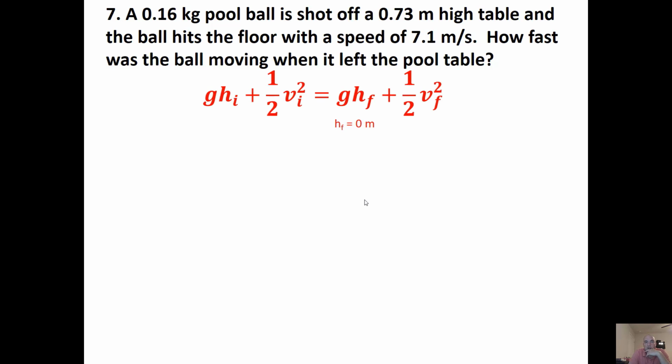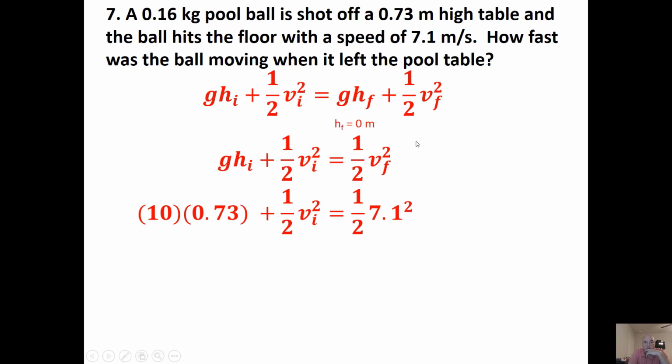Here you have a pool ball. It's flung off a table. It's going to hit the ground. So it is asking you for a velocity at the end. It's not giving you any potential or kinetic energy. So we have the whole equation, but the good thing is we get to divide out the mass and not even worry about the 0.16 kilogram pool ball. And so we just plug in numbers from here.